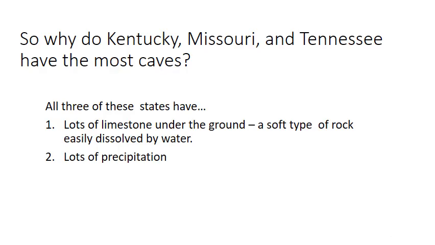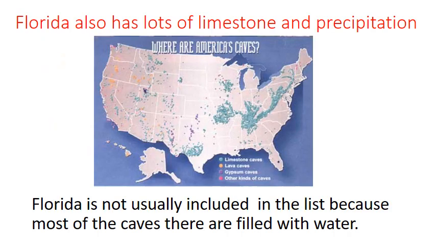So why? Well, all three of those states have a lot of limestone under the ground. So that's that rock that will get dissolved by water. And they're all back east. They're all places where you get a lot of precipitation. So we got this ground where water will go into the ground easily, and there's a lot of water raining down, and that rock down there is easily dissolved. That's the perfect recipe for a cave.